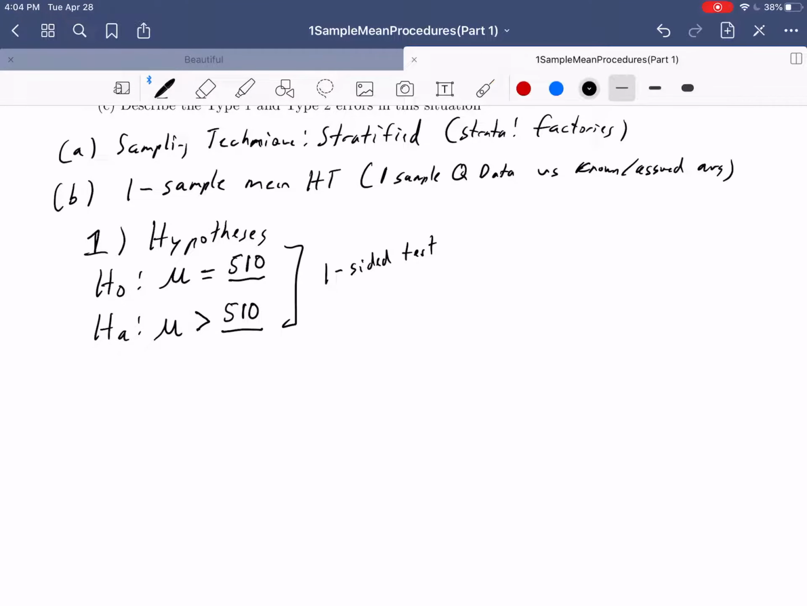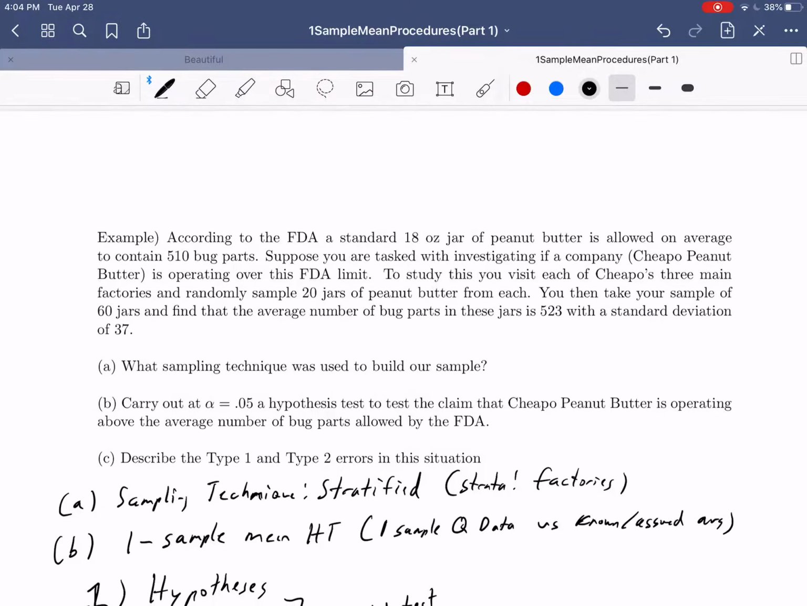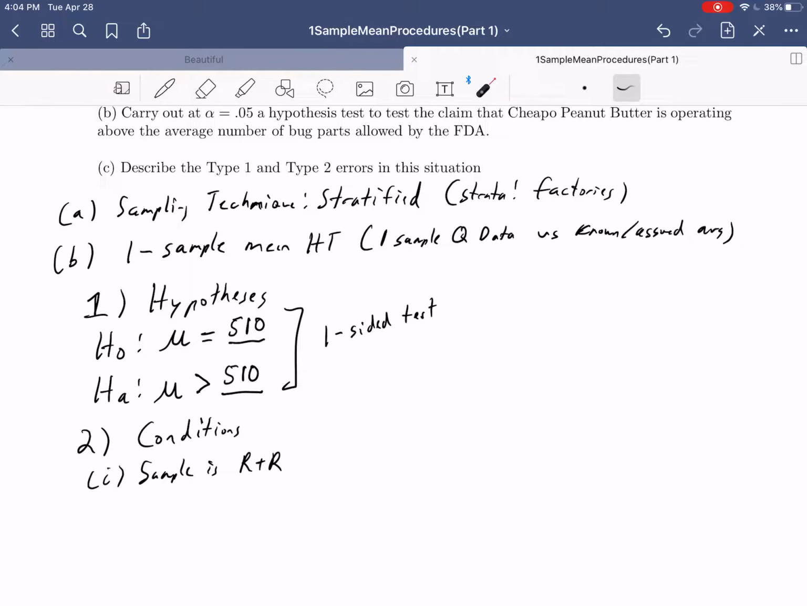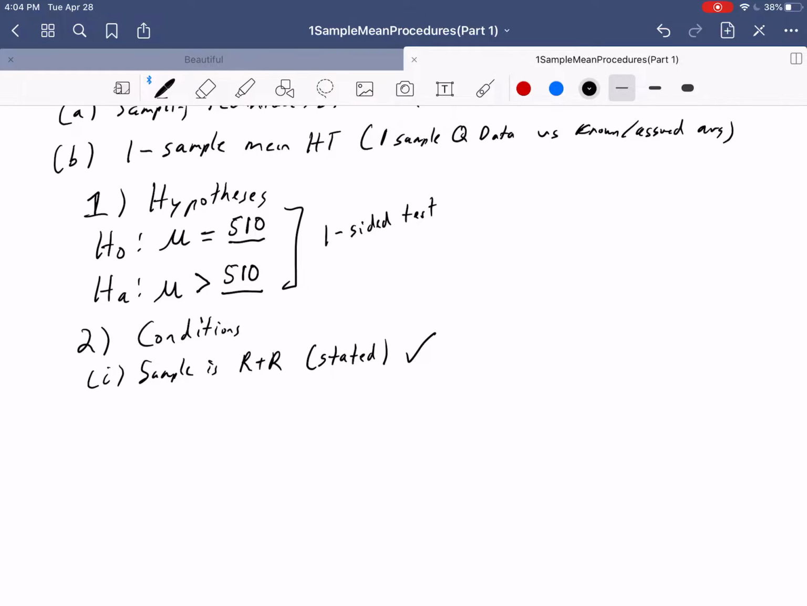Okay, let's go ahead and talk about the conditions. So, conditions. The first condition is that with the data, our sample is random and representative. So let's go back up in here. Again, we're not going to worry too much about representativeness because it's very hard to check when you only have like a little paragraph of information. We're really just making sure that it was done randomly. And that's stated right in the question. So all we're going to do is put in parentheses next to this, stated, put a little check mark, and move on to the next condition.